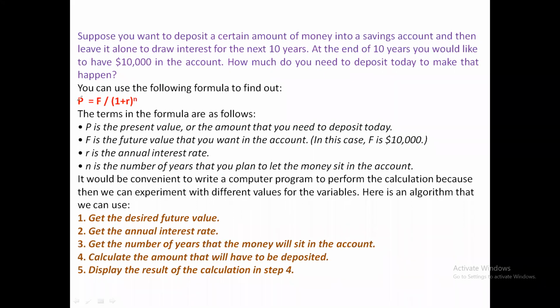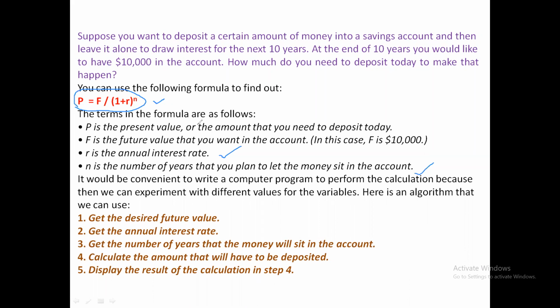And you can calculate this principal amount to be deposited by using this formula: P equals F divided by (1 plus R) whole power N, where P is the present value or the principal value, F is the future value that you want in the account, R is the annual interest rate, and N is the number of years that you plan to let the money sit in the account. It's a simple interest calculation formula.